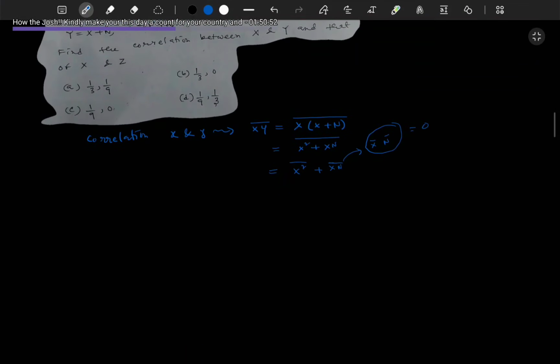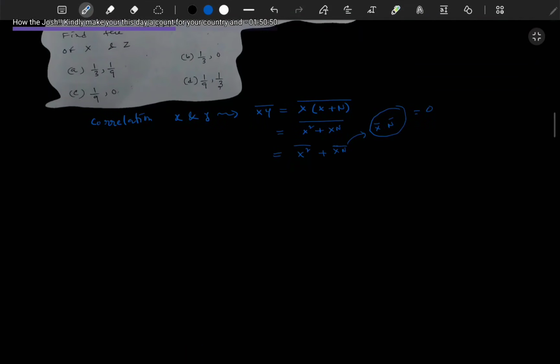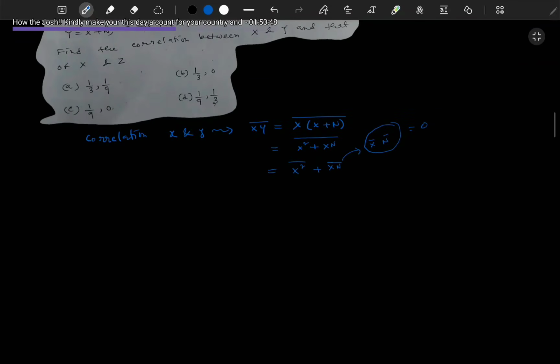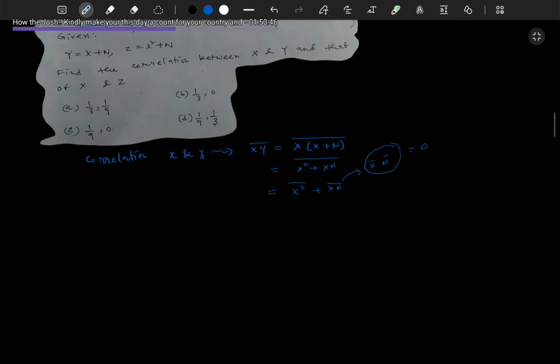So x square is the variance part. n bar is the mean of n, which is given as 0, so this value is 0, which means it is only x square bar. Now x square bar, that is the variance.